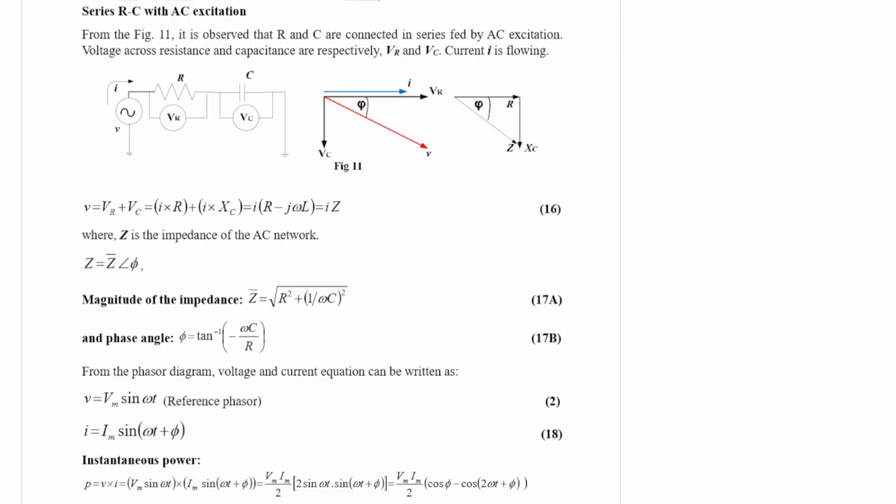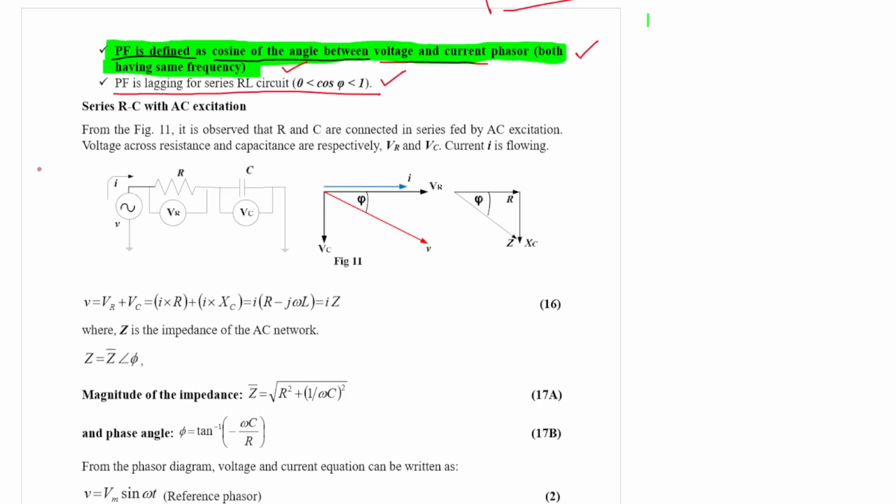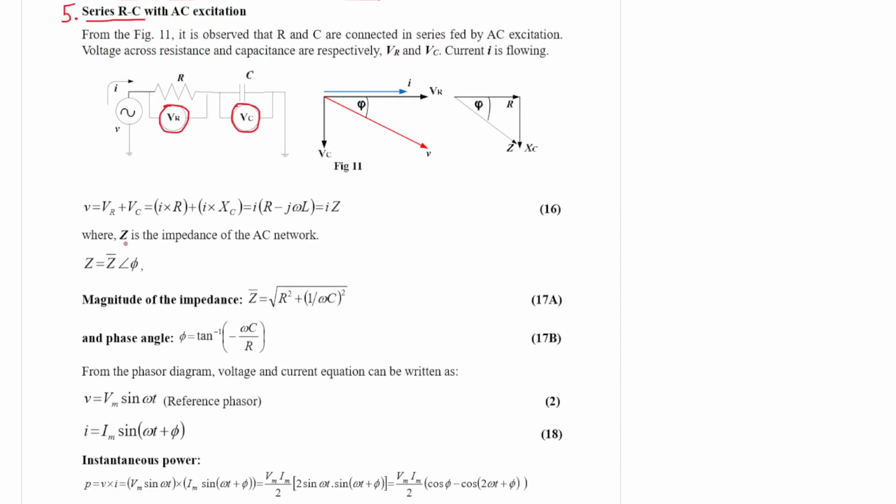So let us say we have a series RC circuit, just like we have a series RL circuit. Now we have a series RC circuit. Voltage appearing across R is VR and voltage appearing across C is VC. So similarly we can write V, the supply voltage, is equal to VR plus VC.